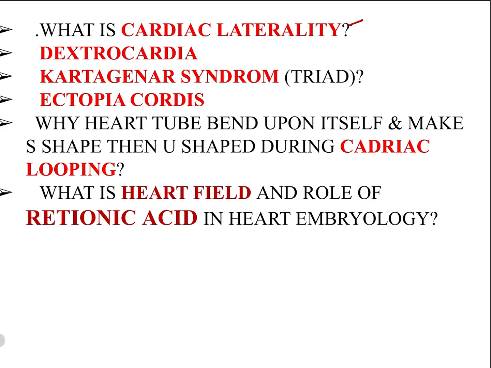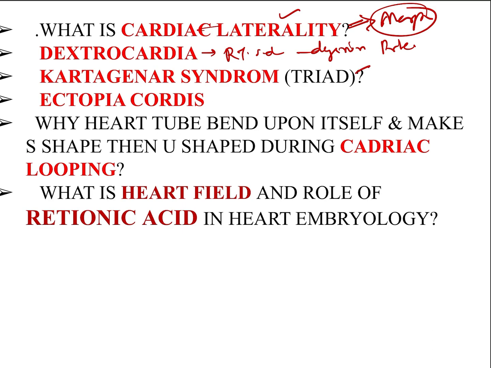Now I have explained this cardiac asymmetry or morphological asymmetry, known as cardiac laterality. Dextrocardia is a right-sided heart because of dynein protein defect. Kartagener triad is situs inversus plus sinusitis and bronchiectasis.